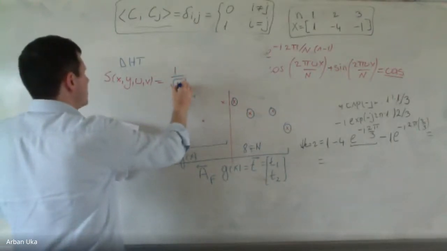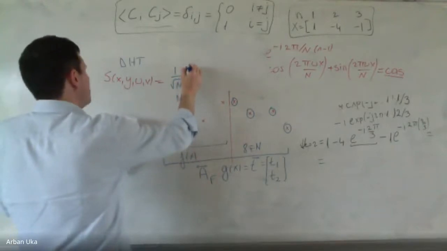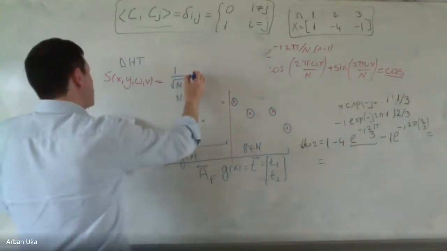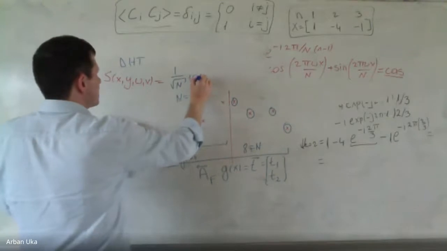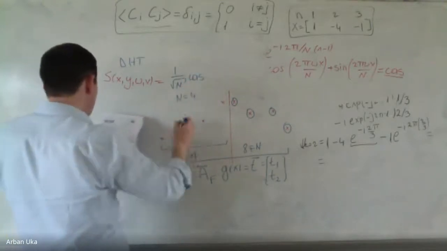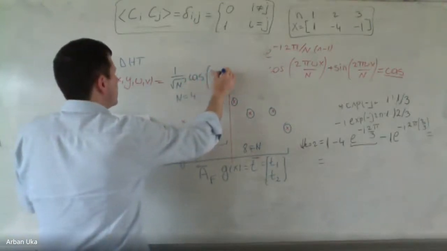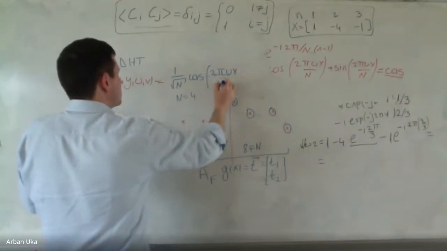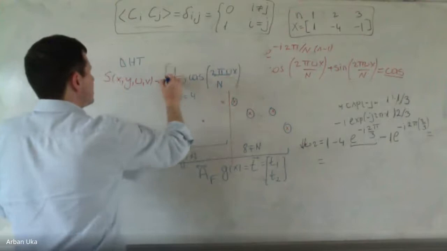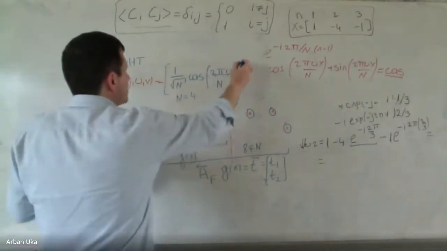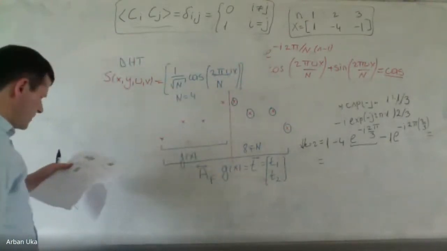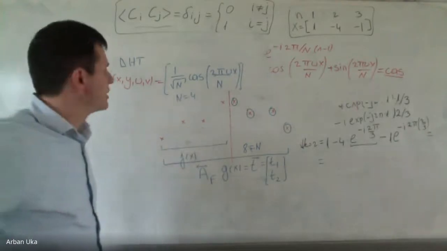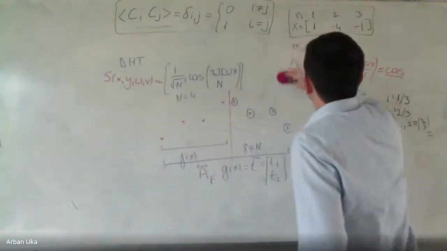1 over square root of n. And here we have this operator, which is CAS, which in fact is sine and cosine of 2 pi ux over n. So this is the first part, times the symmetric of this one, but now it's not ux, but vy.